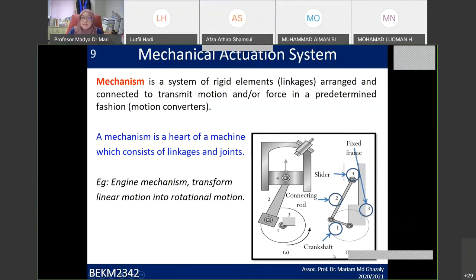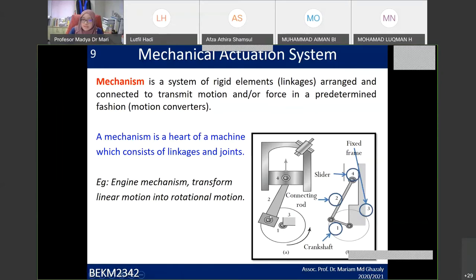Or in an engine, it's called crankshaft. So, if you saw the video just now, in the beginning, I played the video of the engine, the crankshaft with the cam follower. So, it actually transforms linear motion into rotary motion. Okay, and also vice versa. Okay, at the beginning of the engine, when you start the car, this rod will start to move, and you start to rotate.